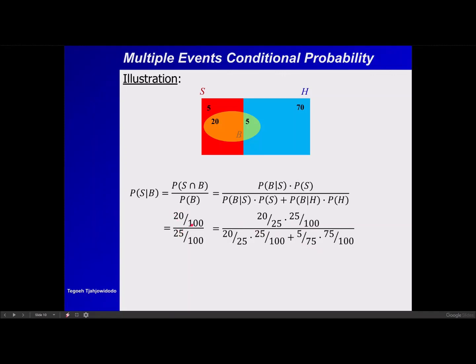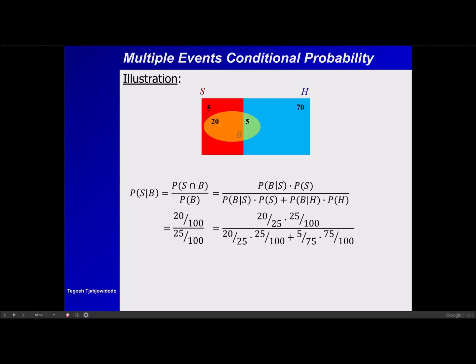This is exactly the same number that we calculated directly from this diagram. The probability of event S given B then will be equal to 20 divided by total of probability B, 25. Okay, so we can calculate these with these two approaches. Directly you will calculate it, or if it is becoming too complex and you only know the information partially, you can calculate it using this formula.